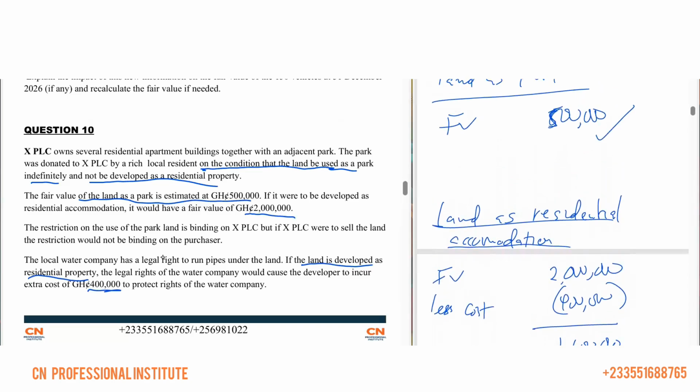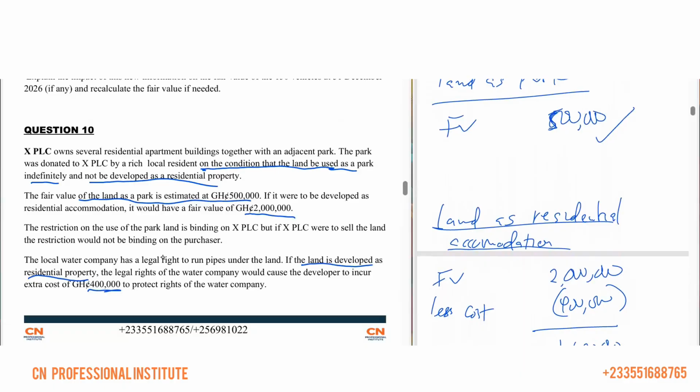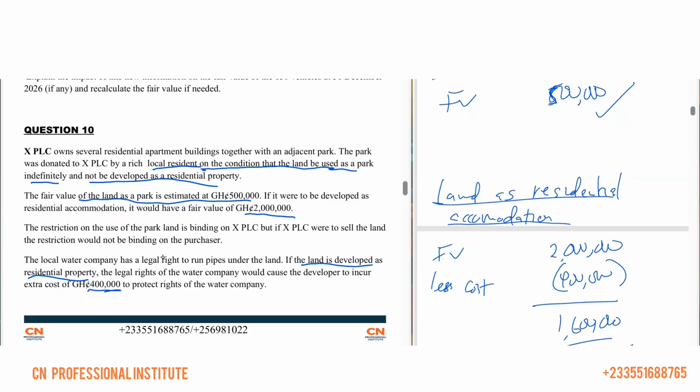Somebody can say the highest and best use should be what? 500,000, because of using the land as residential accommodation. If you look at the question, it says, on the condition that they will use it only for what? Park, not as residential accommodation. So I'm sure it's coming to your mind that the fair value is supposed to be 500,000, not the higher 1,600,000.